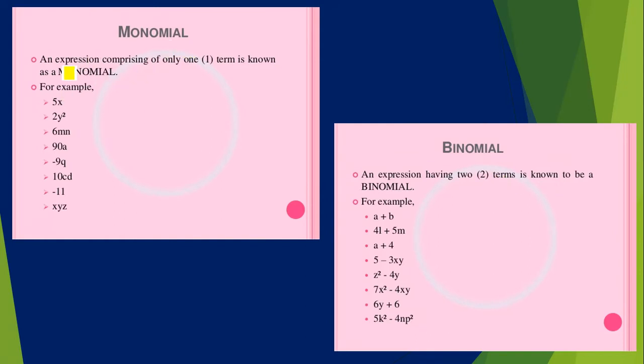Monomial, what is monomial? An expression comprising of only and only one term is known as monomial. As you can see in the examples, they are examples of monomial because each consists of only one term. Here we are not going to use any separators, right? Binomial, where we are going to use one separator. An expression having two terms is known as binomial. So a plus b, 4l plus 5m, they are all examples of binomials.